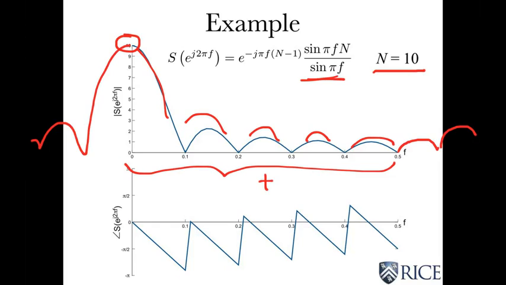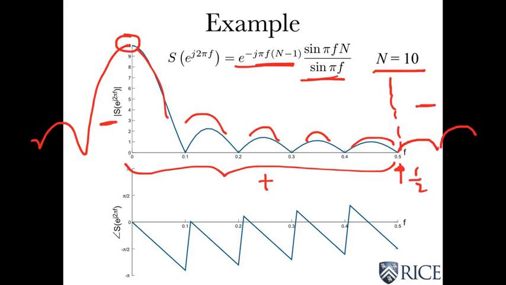Because of the conjugate symmetry property, I know that the negative frequency part is a mirror image of the positive frequency part, and because it's got to be periodic, this is negative frequency too, and it's also a mirror image about the point f equals 1/2. So that's pretty straightforward.